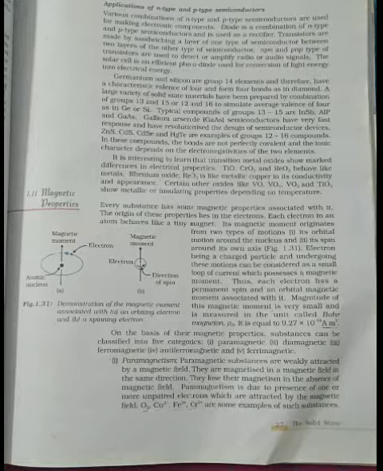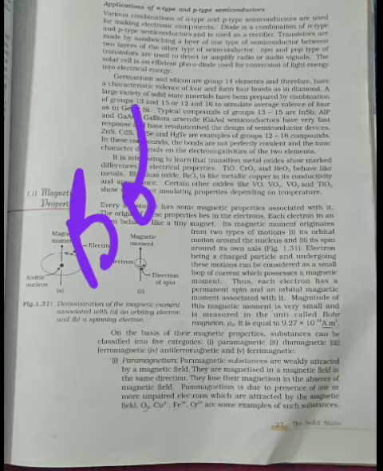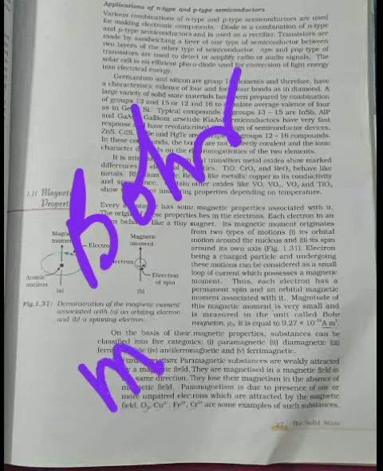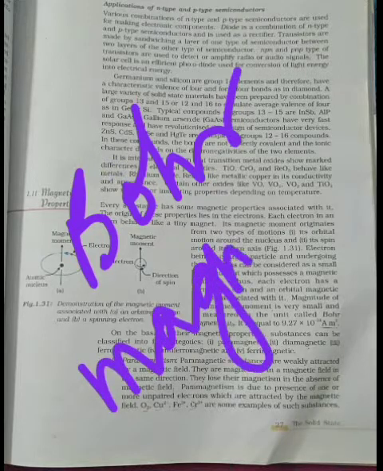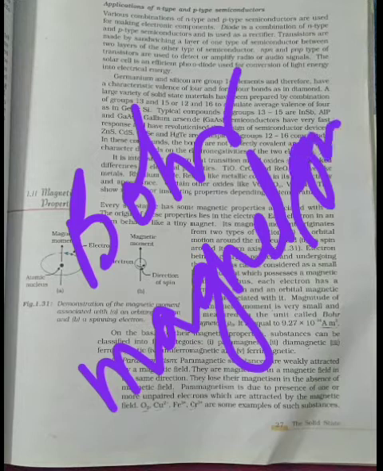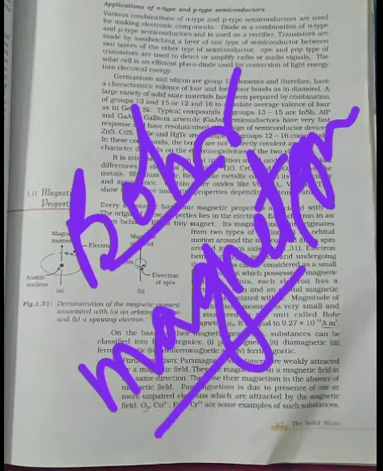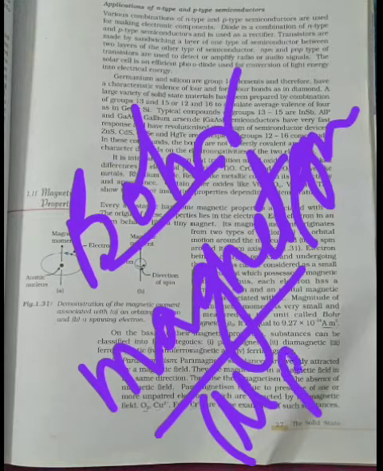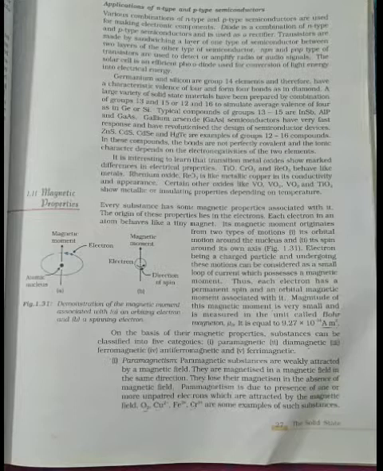The magnitude of this magnetic moment is very small, and it is measured in a unit called the Bohr magneton. It is designated by μB, that is, Bohr magneton. So students, this is about the magnetic moment.